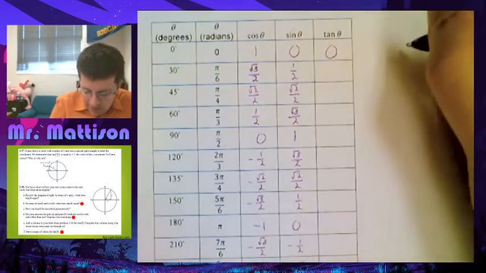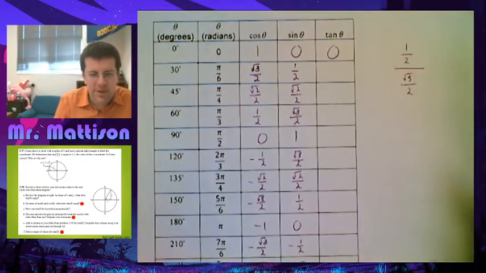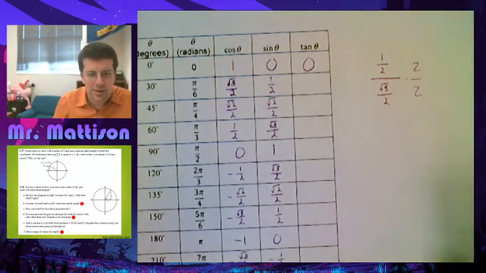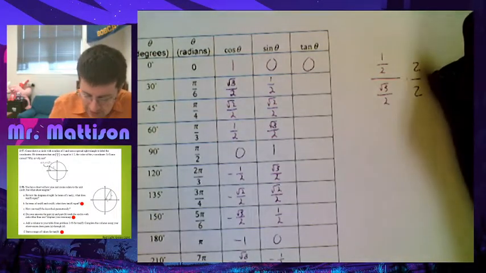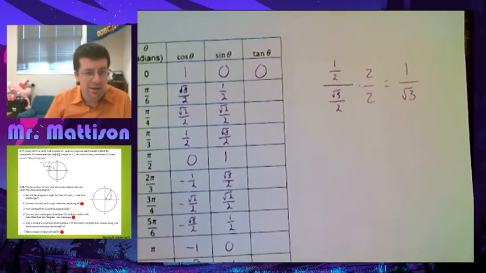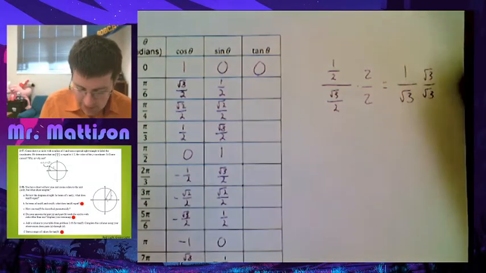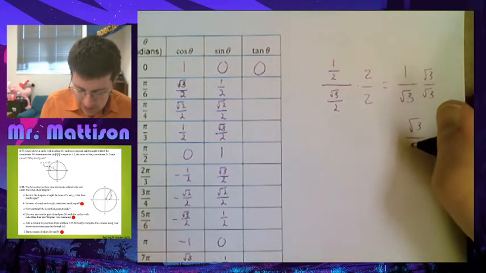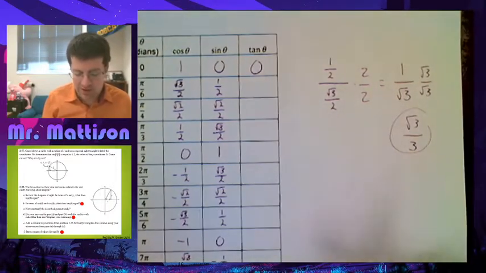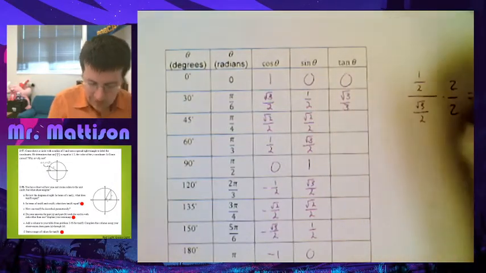So if we do a little bit of math here, 1/2 over rad 3 over 2, right? I can multiply this by the fraction 2 over 2 to get rid of those fractions inside of the fractions, and then I have 1 over rad 3, which is a little bit better. But I don't like having radicals on the bottom of fractions, so I'm going to multiply this by rad 3 over rad 3, and that gives me rad 3 over 3, because rad 3 times rad 3 is rad 9, or 3. So I get rad 3 over 3 for my tangent value.